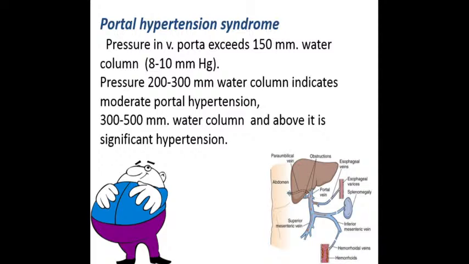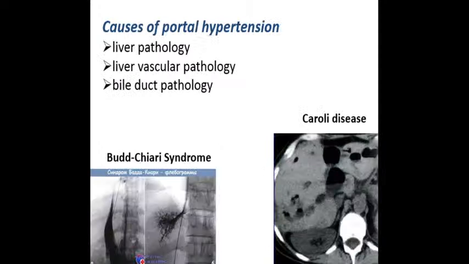Portal hypertension is a condition when blood pressure increases in the portal vein. Normal pressure is near 150 millimeters water column. If the pressure is 200 or 300 millimeters water column, it indicates moderate portal hypertension, and if it is more than 300 millimeters water column and above, it is significant portal hypertension.